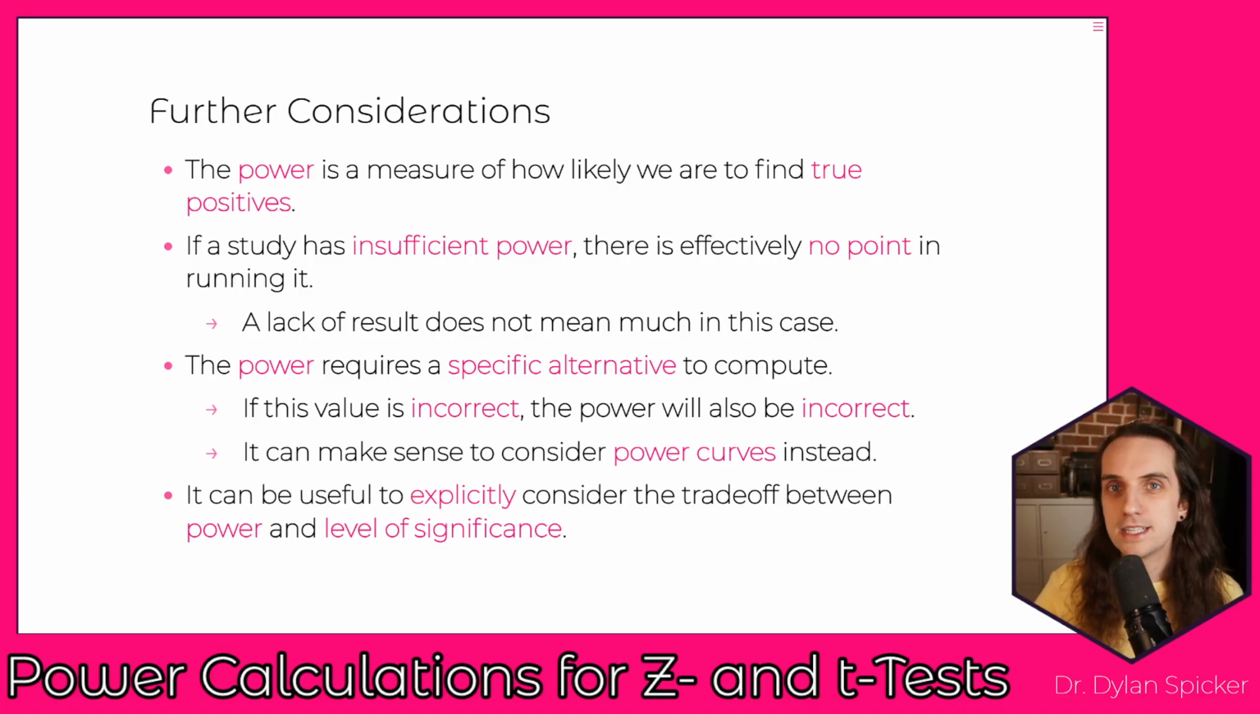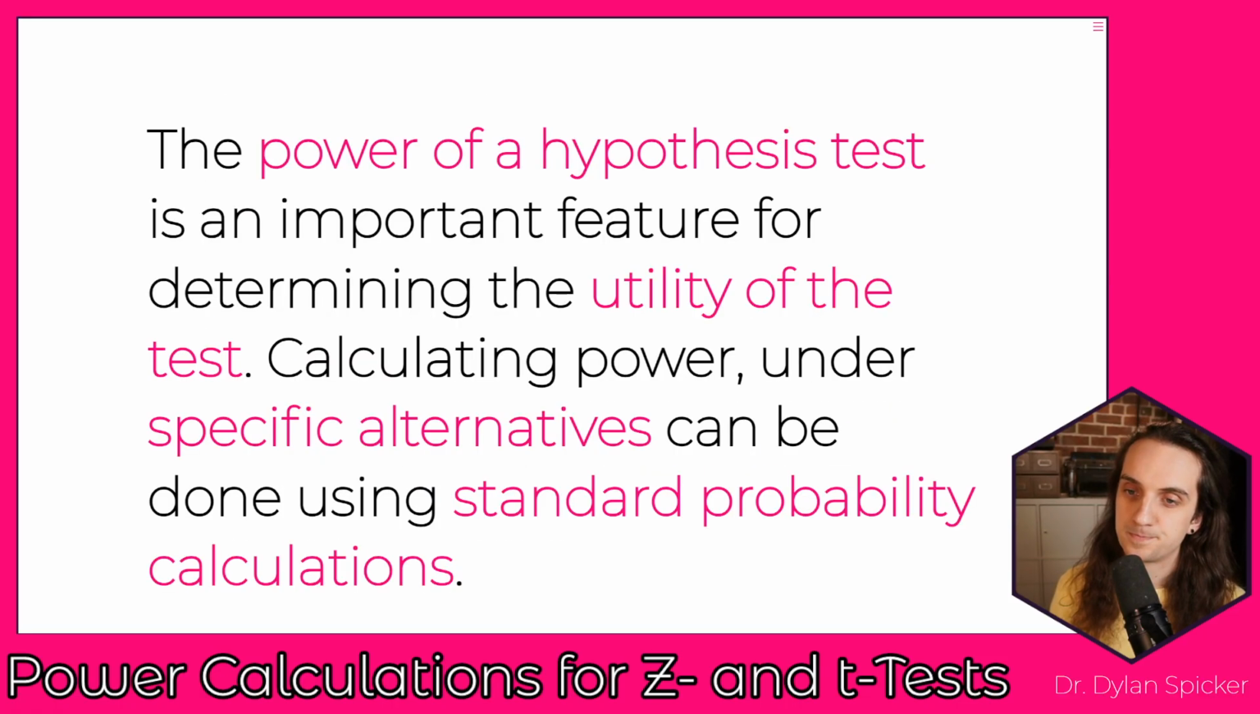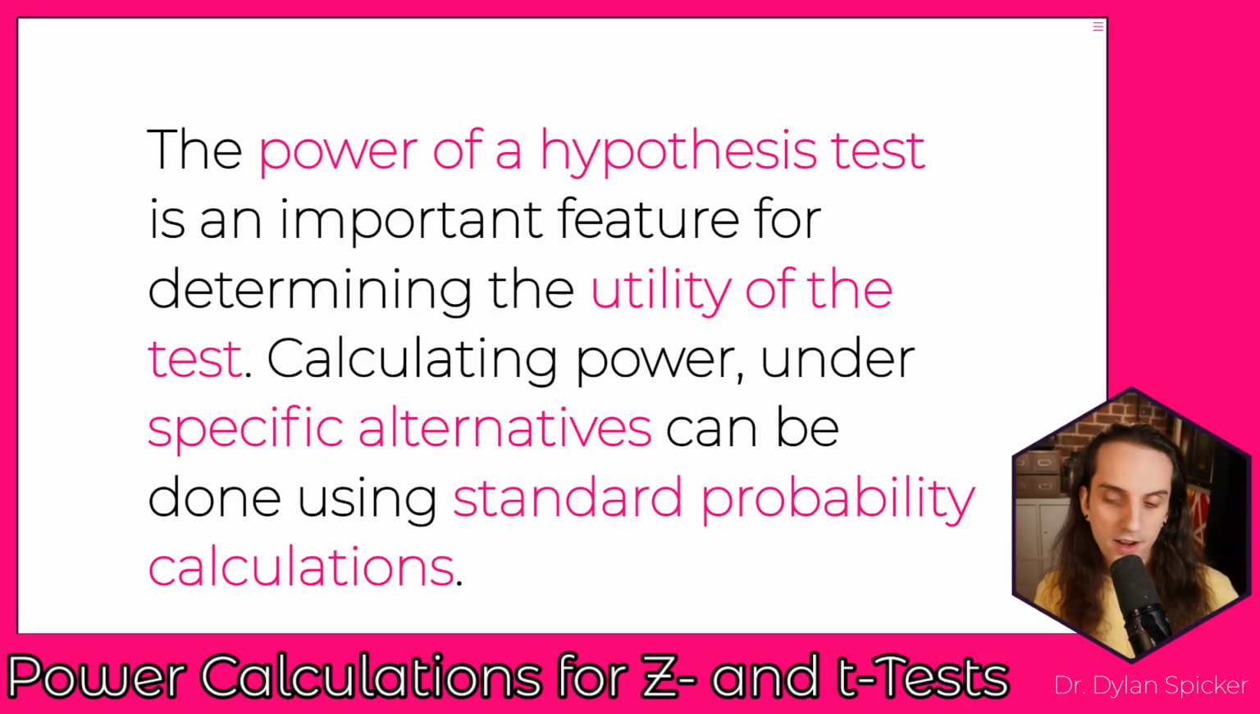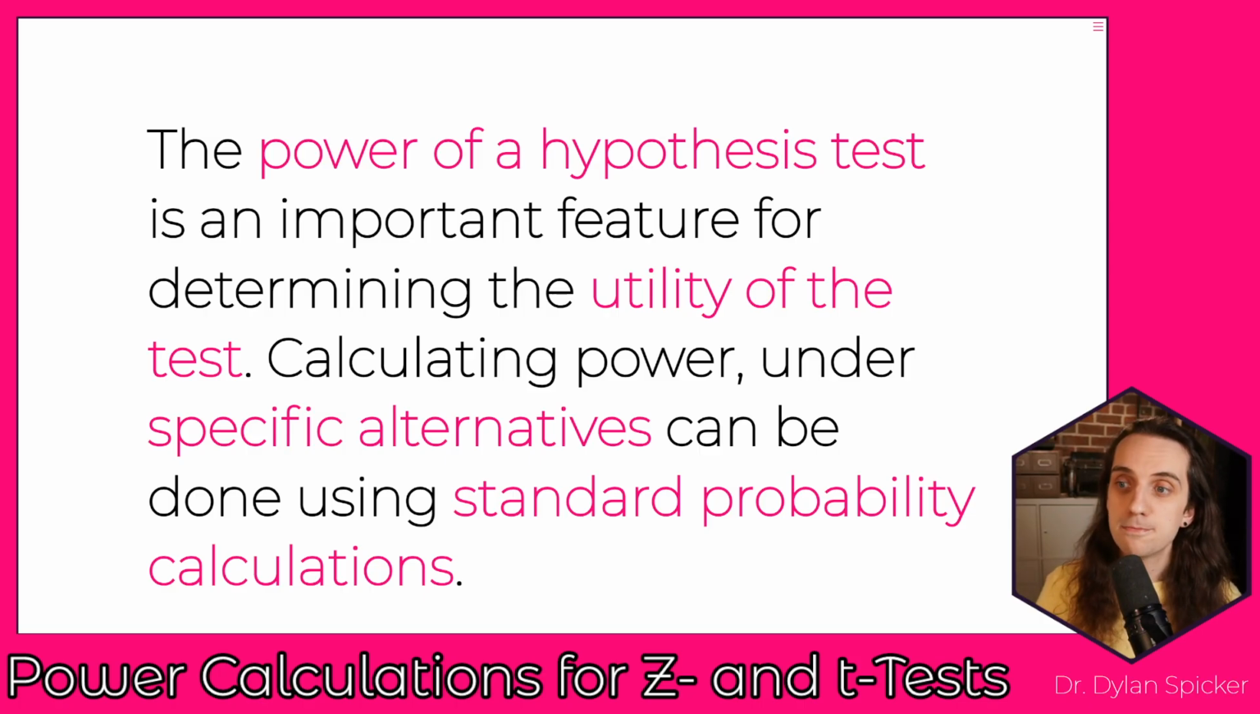So you can actually use these calculations very explicitly rather than just thinking, this is a study that I want high power, this is a study that I want a very low type 1 error rate. So the power of a hypothesis test is going to be a very important feature for determining the utility of the test. If you have too low of a power, the test isn't going to be useful. If you have a very high power, it's going to be a far more useful test.